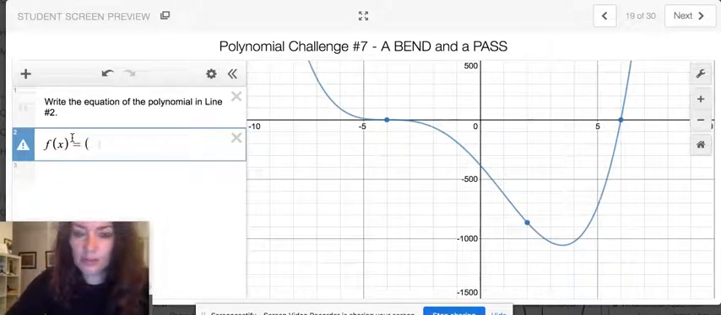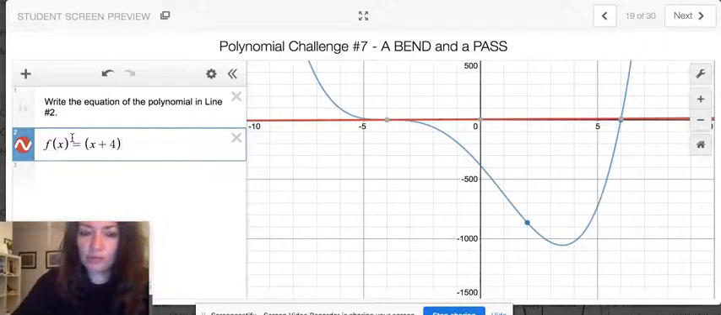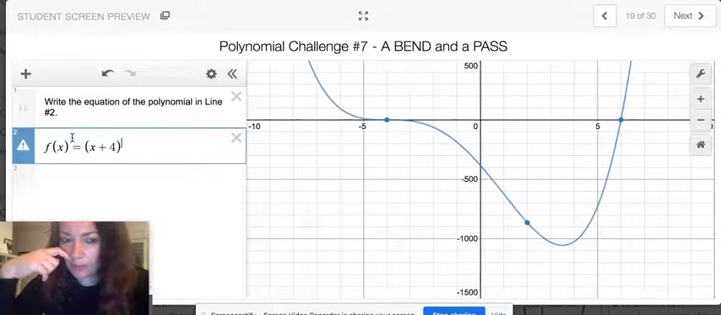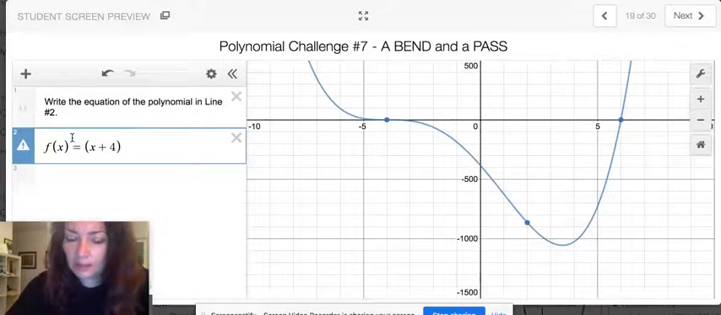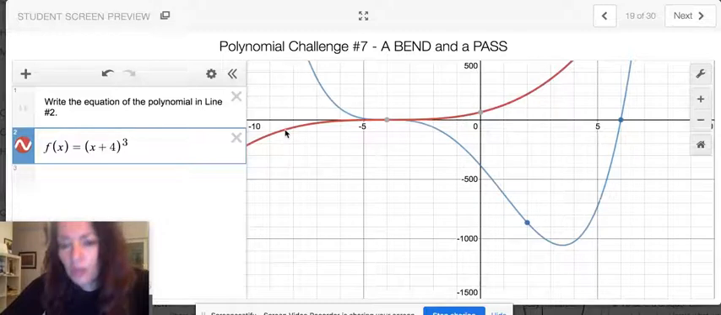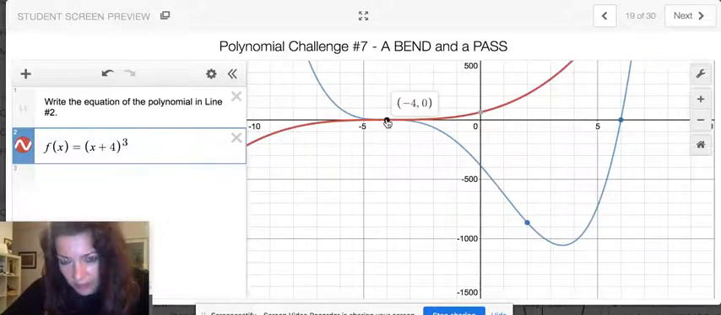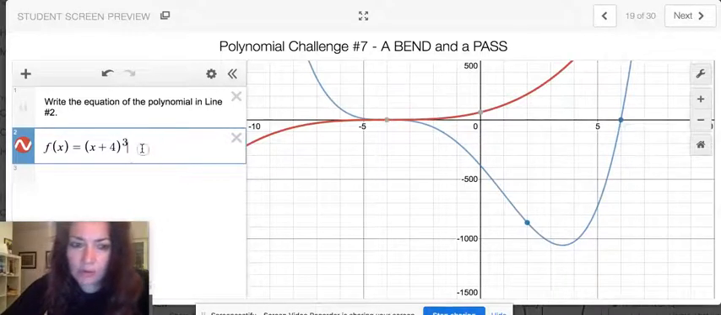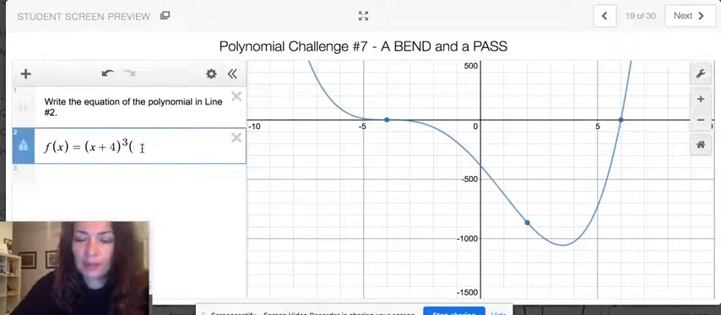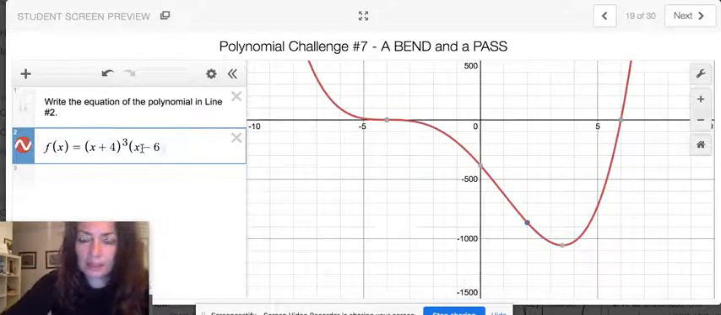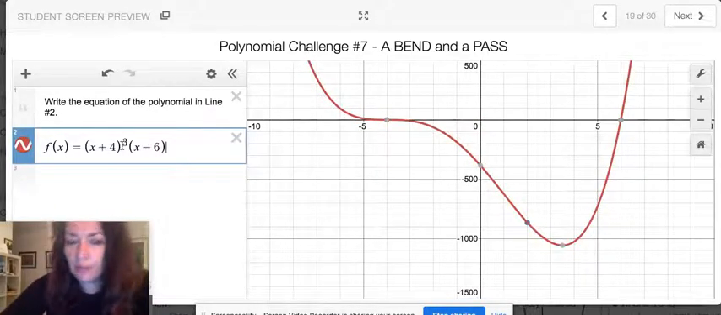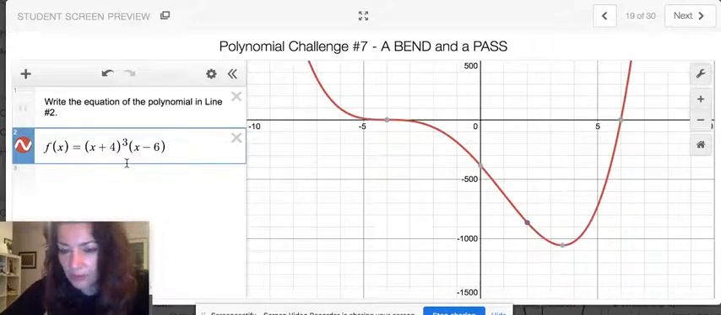So we have x plus 4. And it is a degree 3, so I'm going to raise it to the third power. And if you recall, raising it to the third power means the little hat 3. So you could see it's going through this point, negative 4, 0, but then we need it to come through the point 6, 0. So we're going to multiply this by x minus 6. And we have our graph matching. Now remember, the order in which you write your factors doesn't really matter.